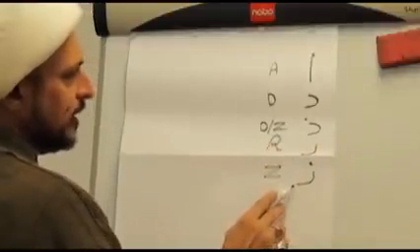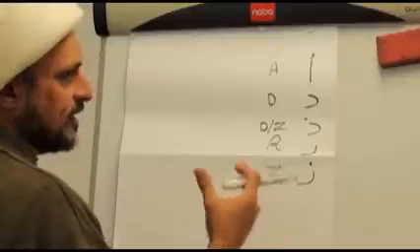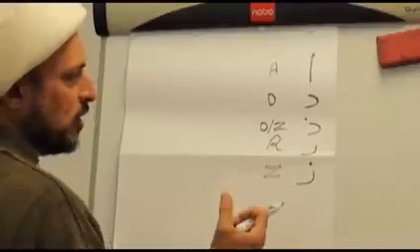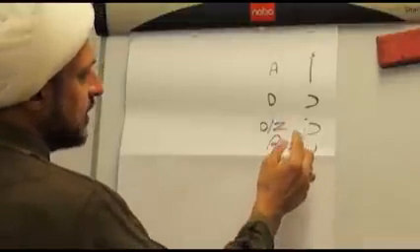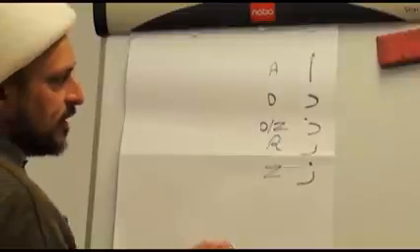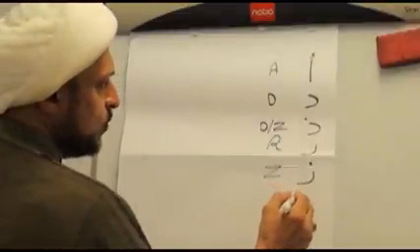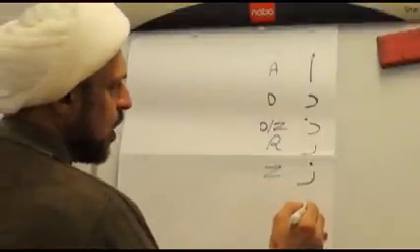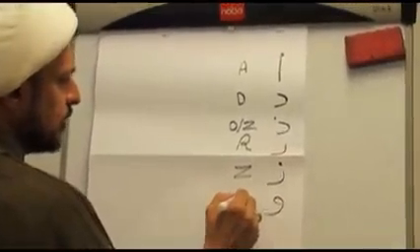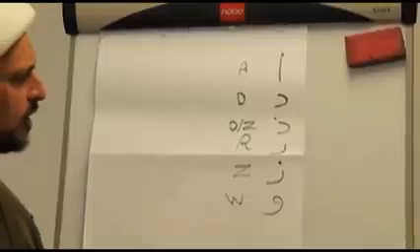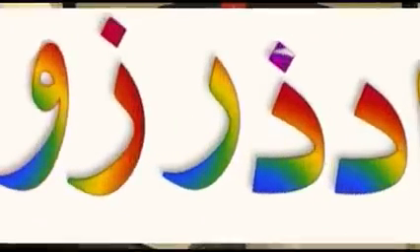And this is like Zahir, Zahra, flower. Zahra, flower. Fatima is Zahra. And this is like Dhahaba. And then we have Waw, which is similar to W. Wa. Alif, Dal, Dhal, Ra, Za, Waw.